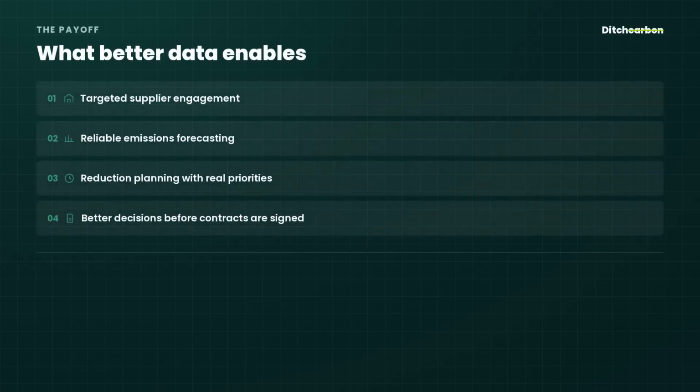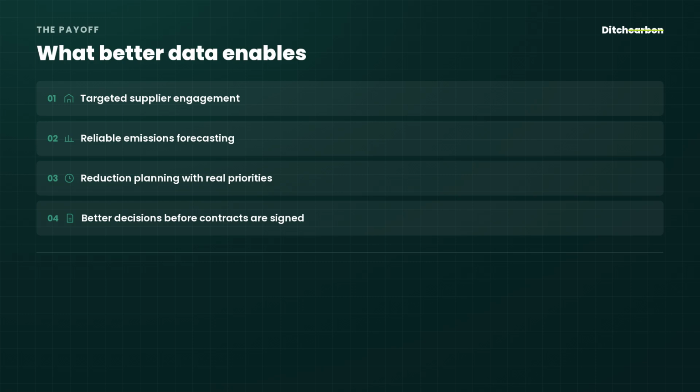Better data enables targeted supplier engagement instead of blanket outreach. It enables reliable emissions forecasting. It enables reduction planning based on real priorities instead of guesswork. And it means better decisions can be made before contracts are even signed. These are business outcomes, not compliance boxes to tick.